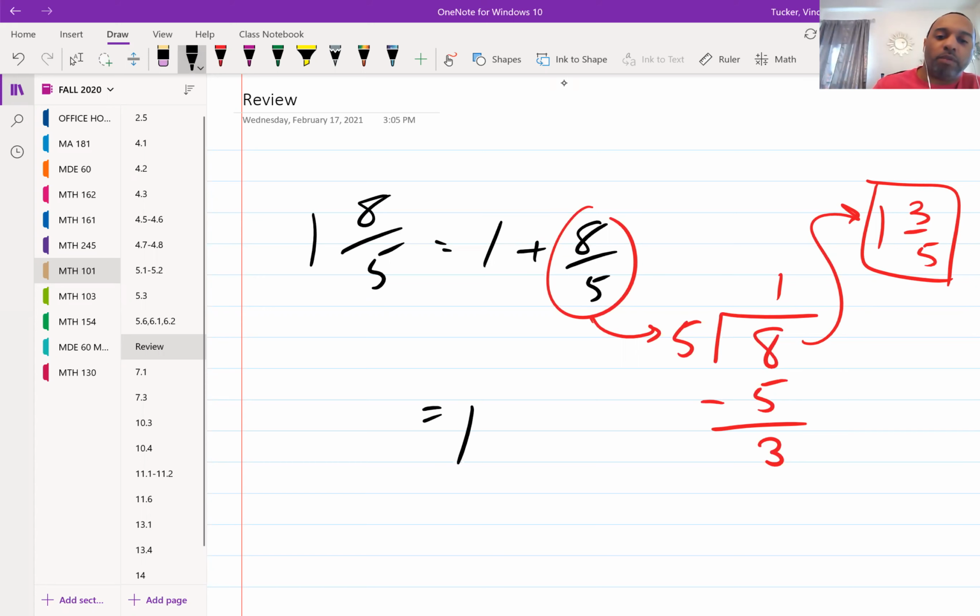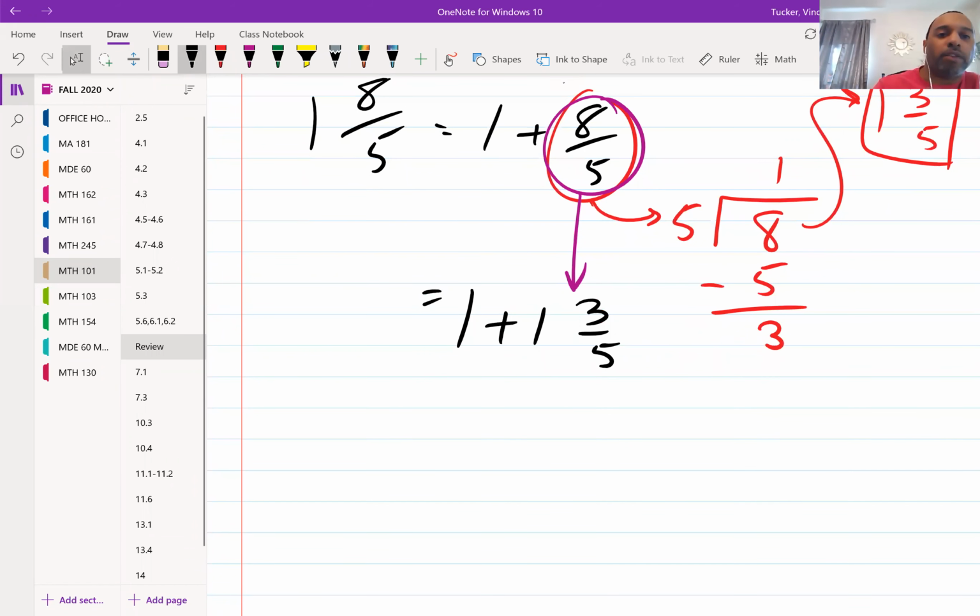So coming back here, we have 1 plus 1 3/5. Remember, this is the same thing. And then we can go ahead and add the ones. So that'd be 2 3/5.